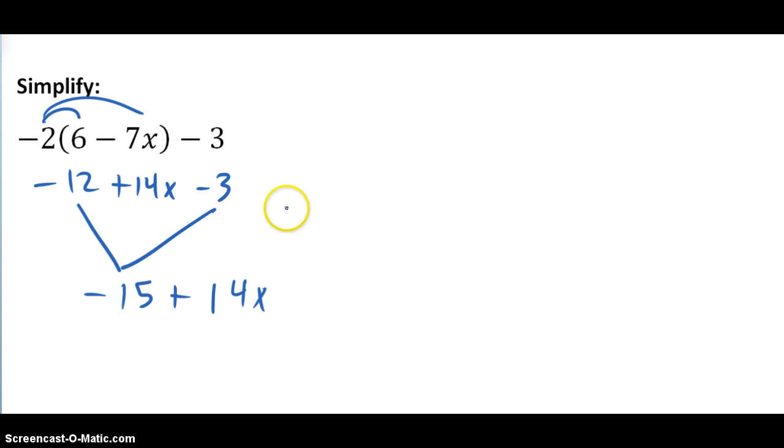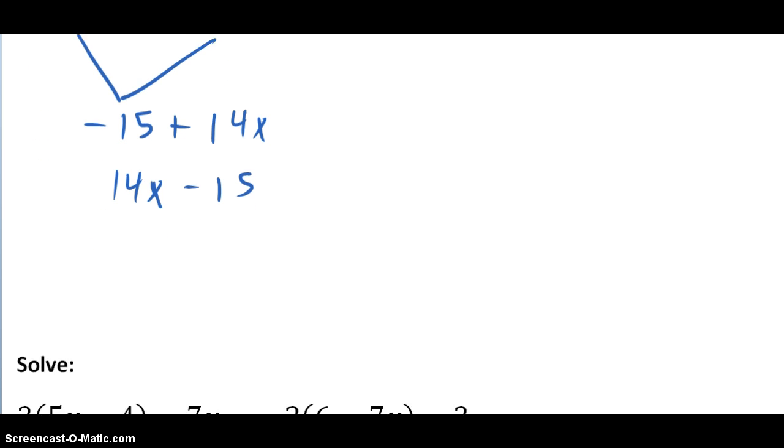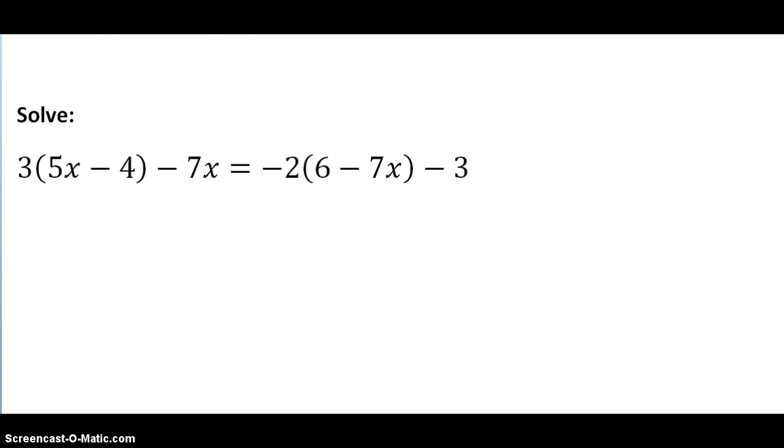So you can see I distributed and combined like terms. I have negative 15 plus 14x. You may have also written it as 14x minus 15. Either of these is fine. They are the same. Now, the reason why we're doing all this is to be able to solve this type of equation.